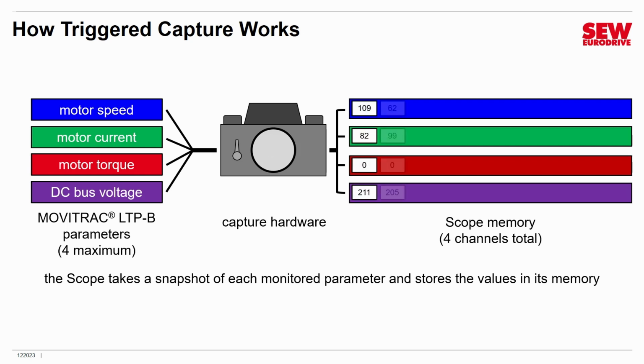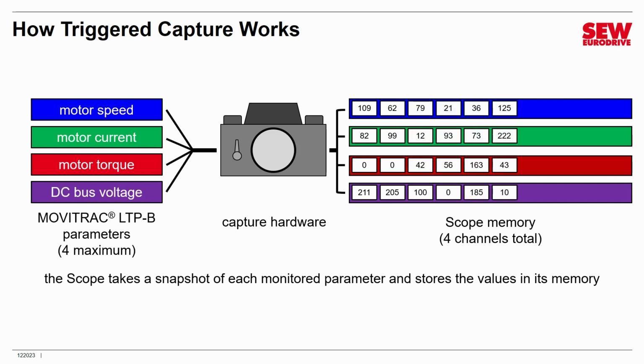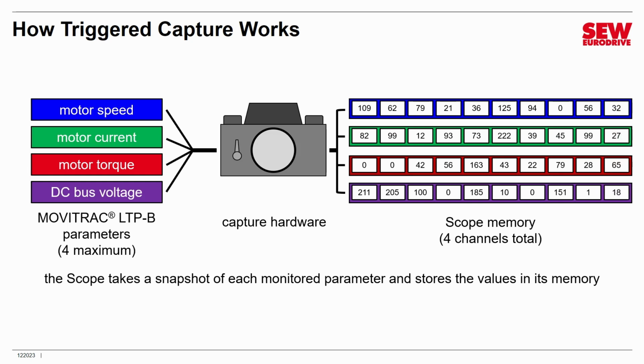So it's kind of like this. It starts taking snapshots of the 4 channels, it turns them into numbers representing the values, and it dumps them into its memory. So there you go, that's a capture cycle.